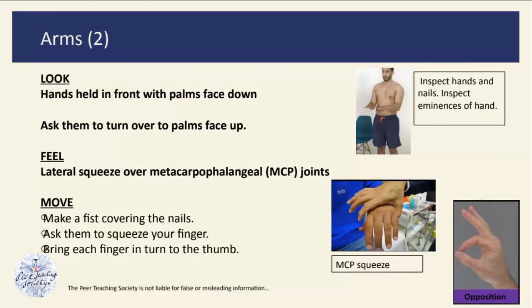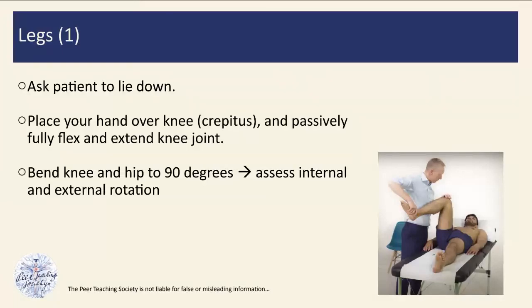Now we're going on to legs. So it's a very short exam. There's not really much more to it. For the legs, I want to ask the patient to lie down flat, and then you place your hand on the patient's knee, looking for crepitus, and you passively fully flex and extend their knee joint. And you want to do that for both knees.